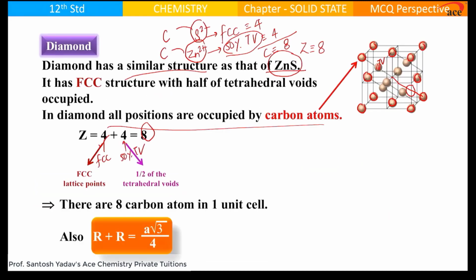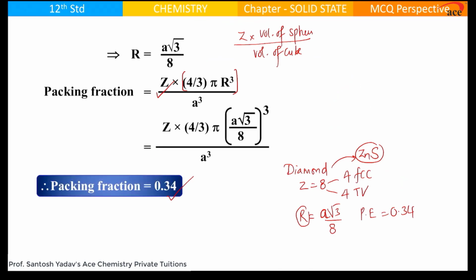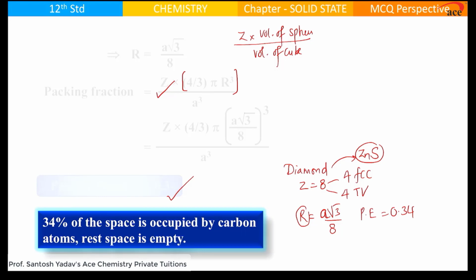So, if you go back and learn, this is what was the discussion about diamond. Rank is 8, r plus r is equal to a root 3. If you check the distance between the corner and the tetrahedral void, this distance is r plus r, that is nothing but a root 3 by 4. You should know the tetrahedral void is at a distance of a root 3 by 4. That is the logic. Then you do all the calculations, and your packing fraction will be 0.34. So, that was the discussion about diamond.